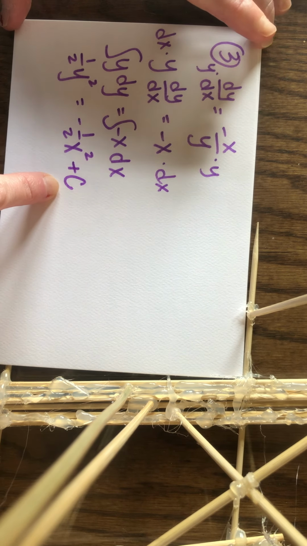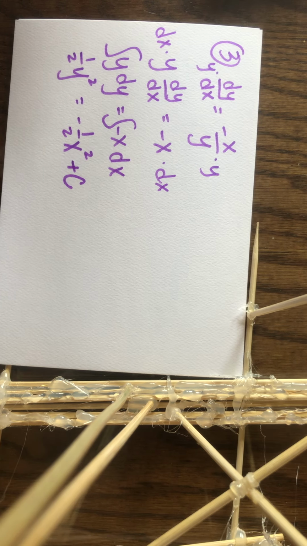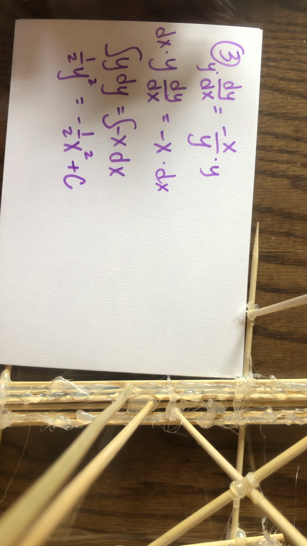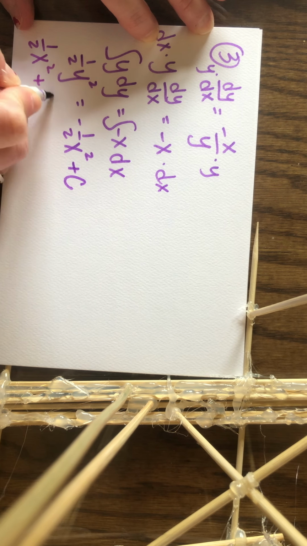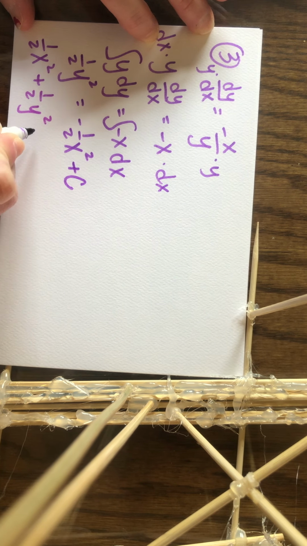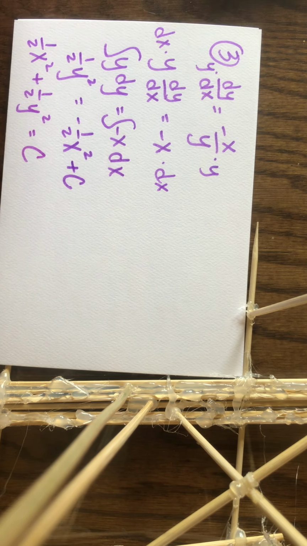So now what I have is an equation that looks a lot like an equation for a circle. If I add 1/2 x squared to each side, I have 1/2 x squared plus 1/2 y squared equals some constant C.